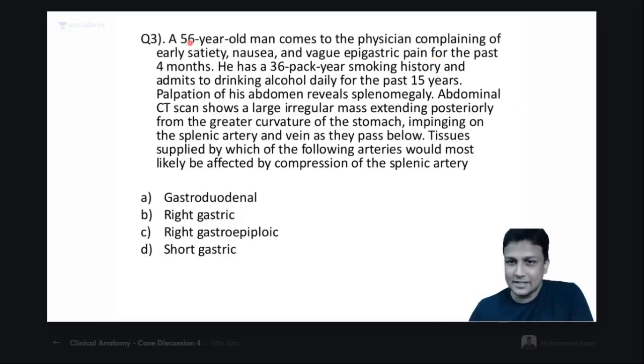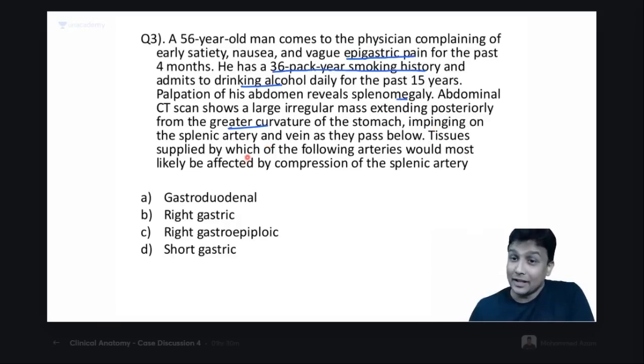A 56-year-old man comes to the physician complaining of early satiety, nausea, and vague epigastric pain for the past 4 months. He has a 36 pack-year smoking history, and drinks alcohol also. I told you, these are also reasons for peptic ulcer disease. Palpation of the abdomen reveals splenomegaly. Abdominal CT scan shows a large irregular mass extending posteriorly from the greater curvature of the stomach, impinging on the splenic artery.